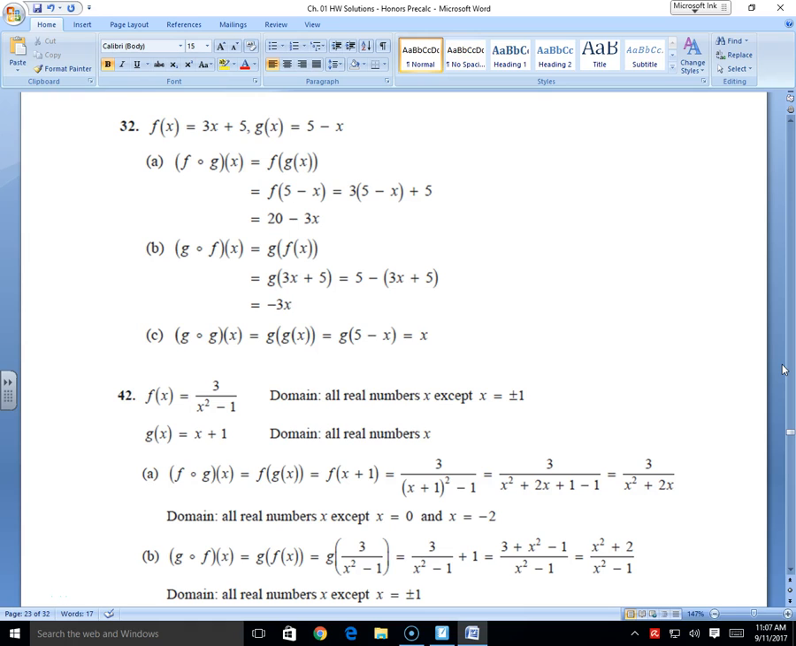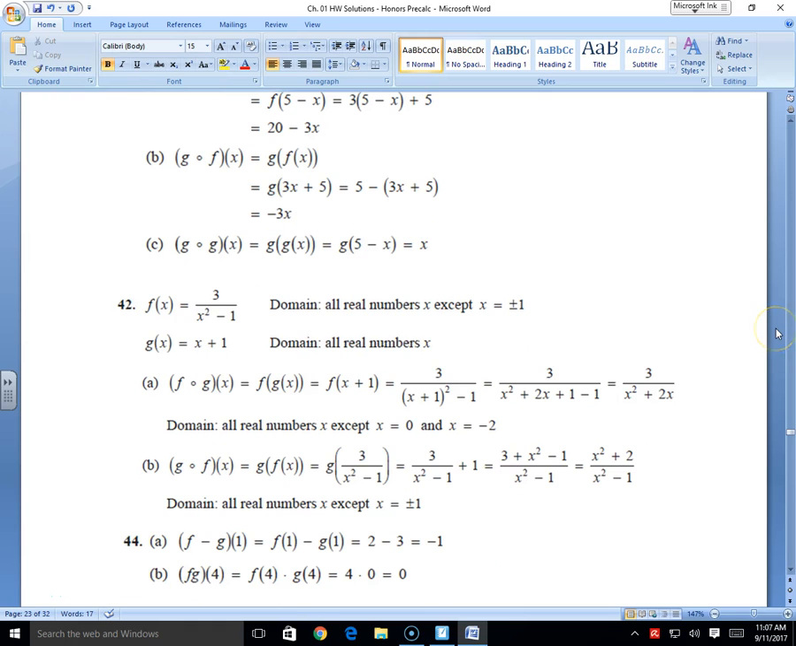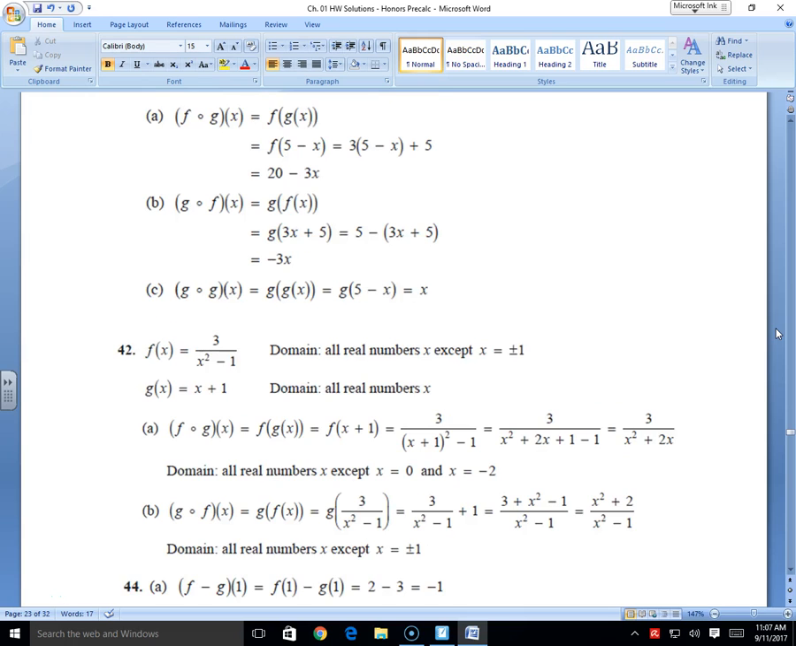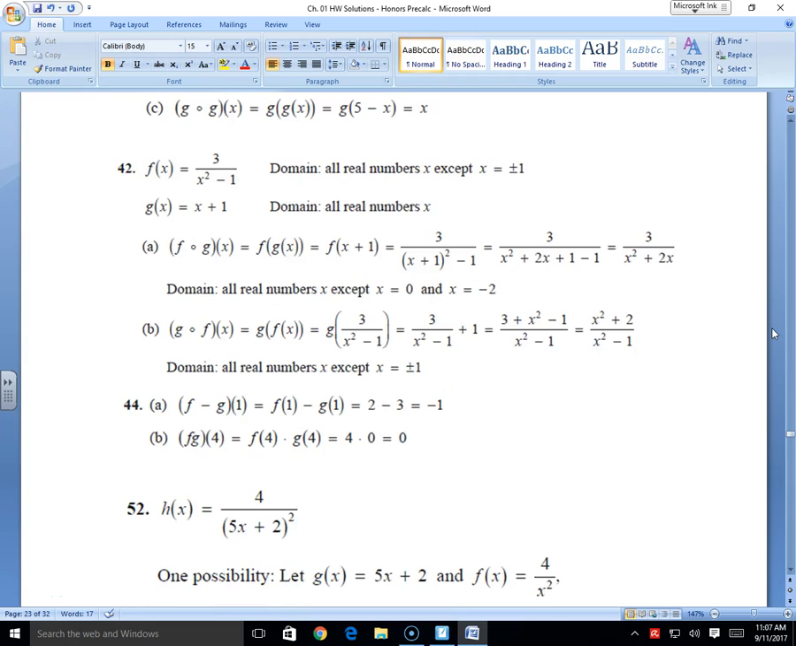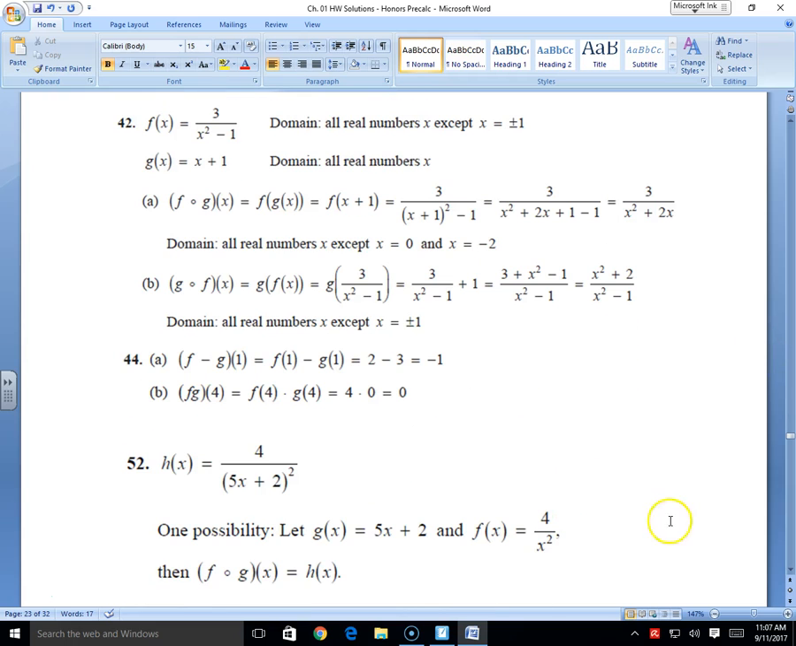Number 42. I don't think there are compositions yet, right? Or no decomposition, sorry. No decompositions yet. A, 20 minus 3x, B, negative 3x, and C, x. 42. This is the question on 42 has to do with domain. We'll talk about domain in a second. Check the final answers to what you need.